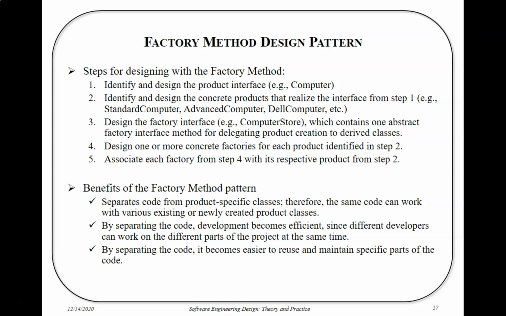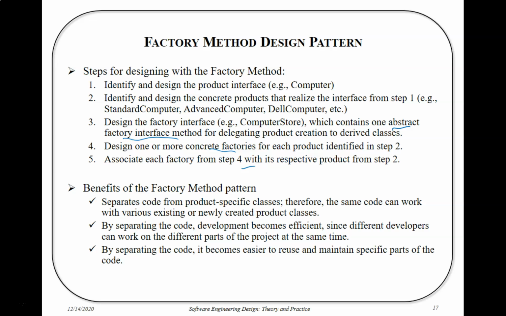If you still remember what we have done in this session: we identify and design the product interface, identify and design the concrete products, and then design the factory interface for the factory method with one abstract factory interface method. Then we change the class to an abstract class, and implement the concrete class. Then we design one or more concrete factories for each product identified in step 2, and associate each factory from step 4 with the respective product from step 2.